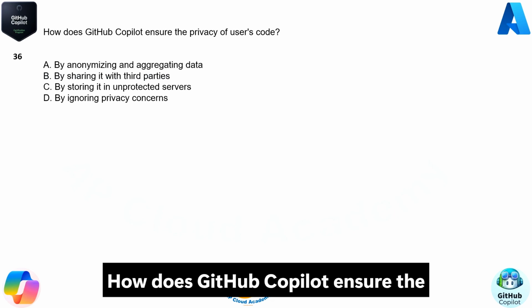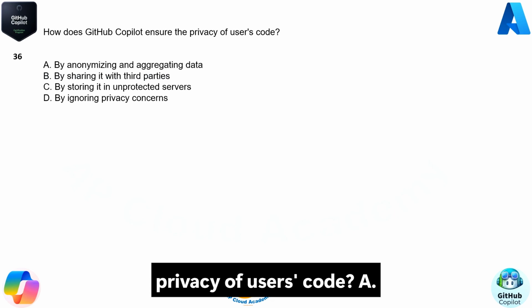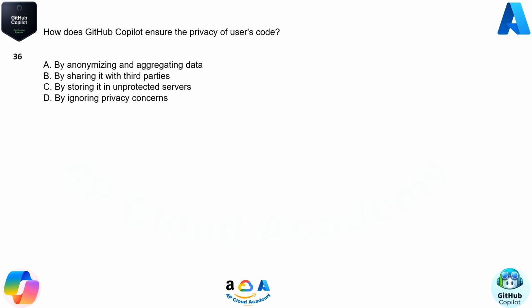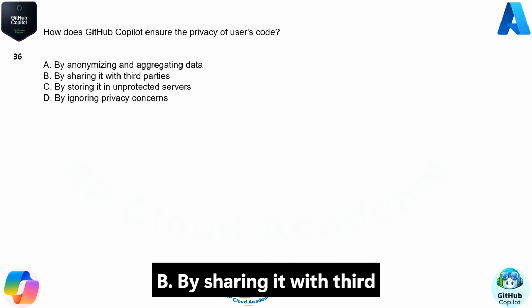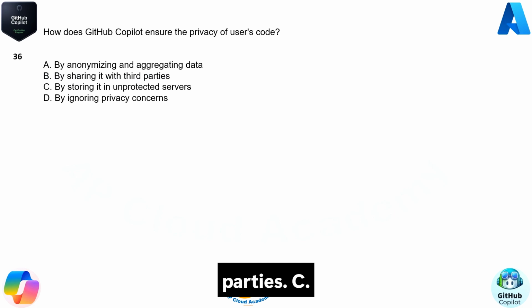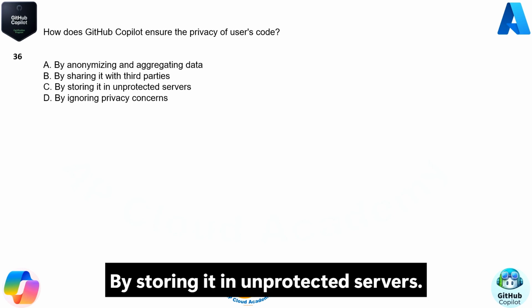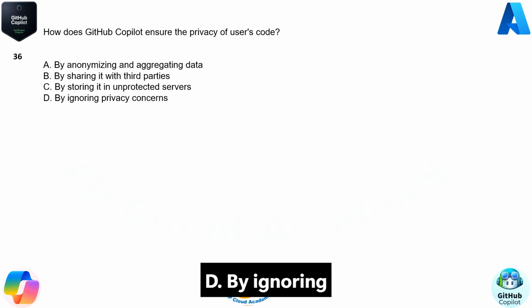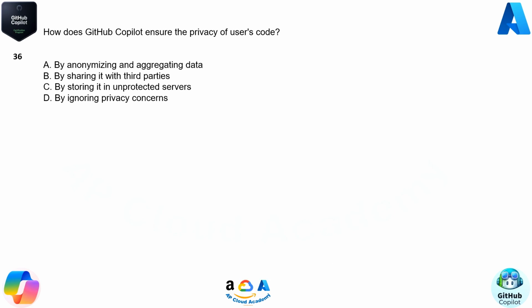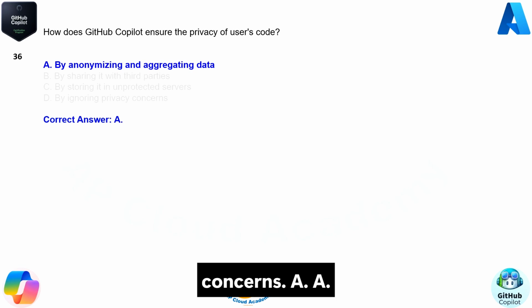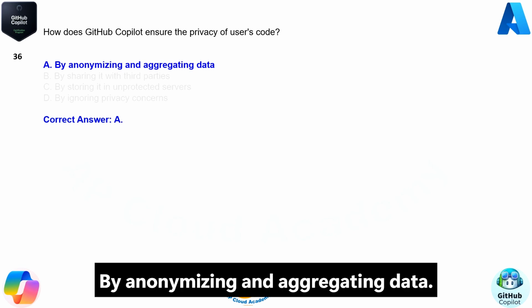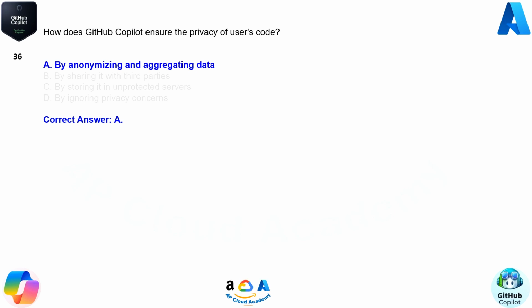How does GitHub Copilot ensure the privacy of users' code? A. By anonymizing and aggregating data. B. By sharing it with third parties. C. By storing it in unprotected servers. D. By ignoring privacy concerns. Correct answer, A. By anonymizing and aggregating data.